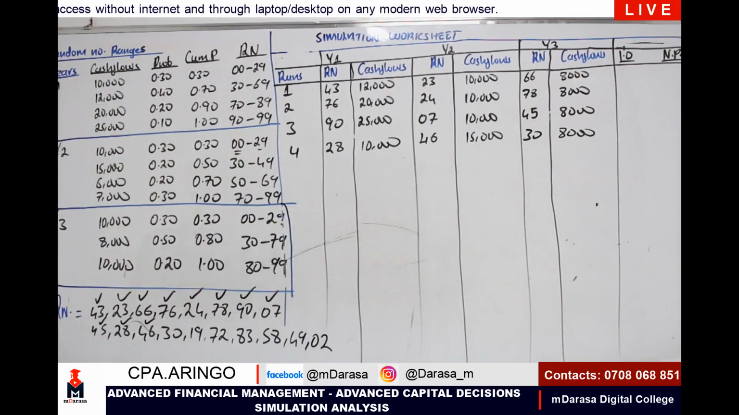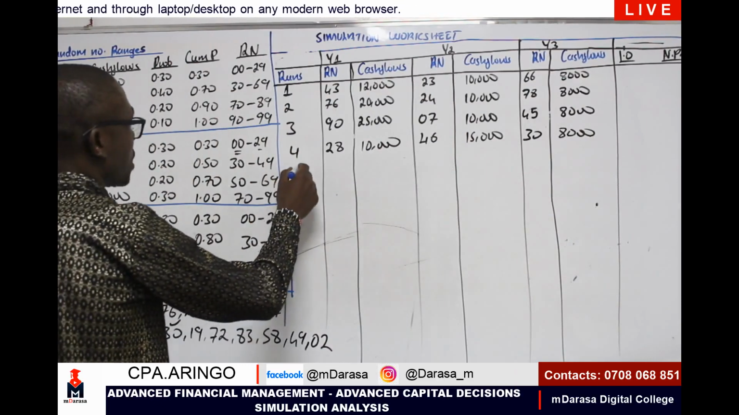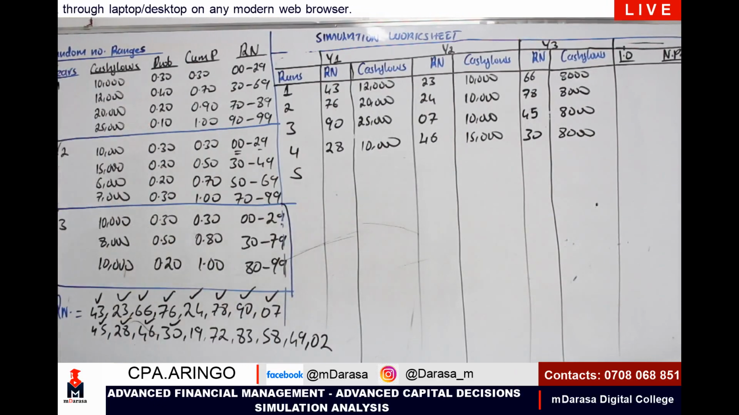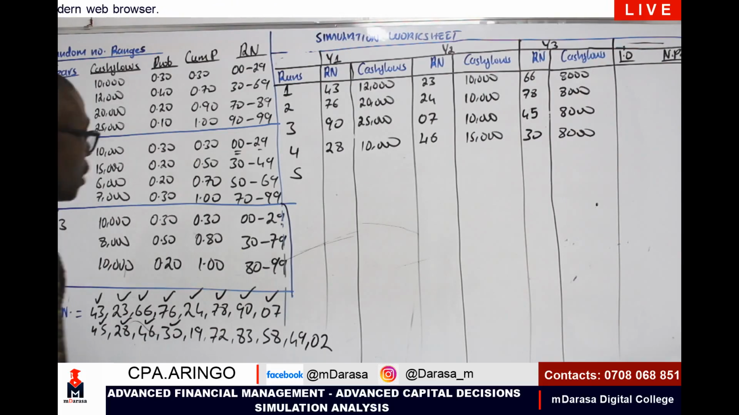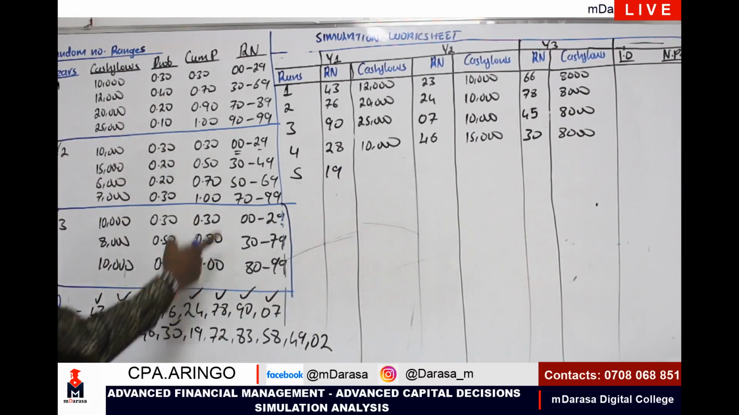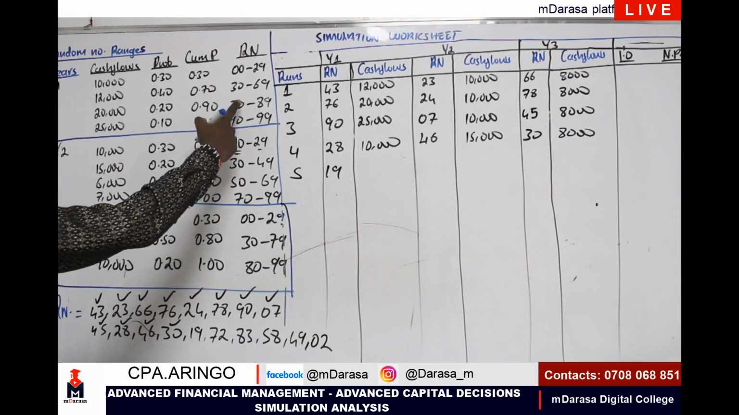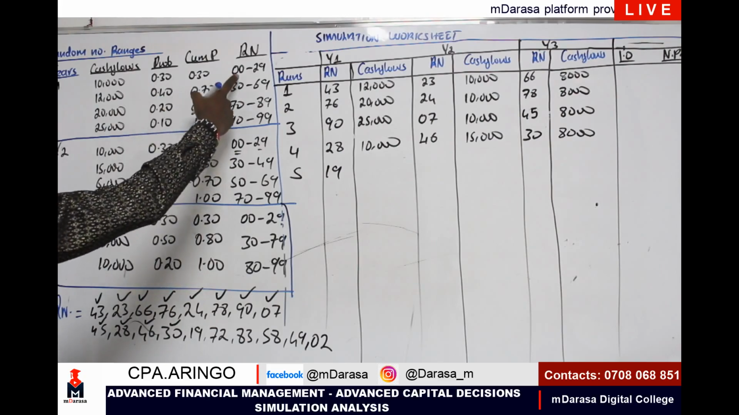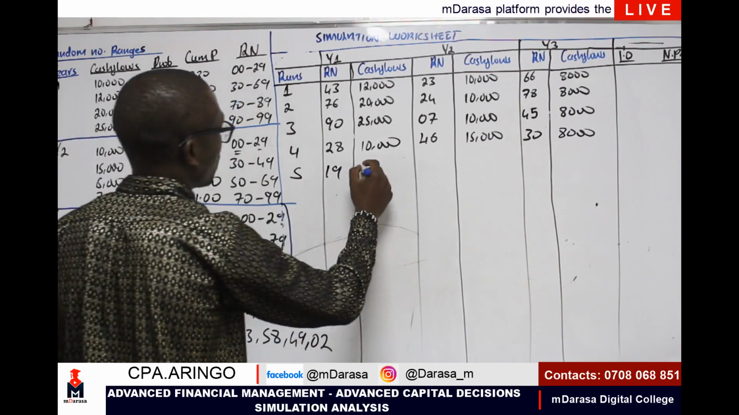We proceed to the next run. So you're done with 30. Proceeding to the next run, which is run number 5. Run number 5, what should we be having here? I'm having 19. So 19, year 1, where is it falling? It's falling in between 00 to 29, which is 10,000.